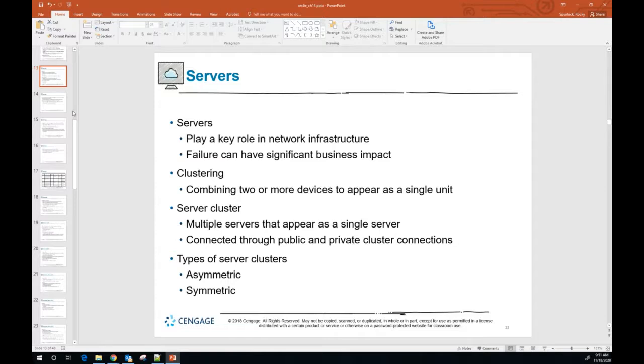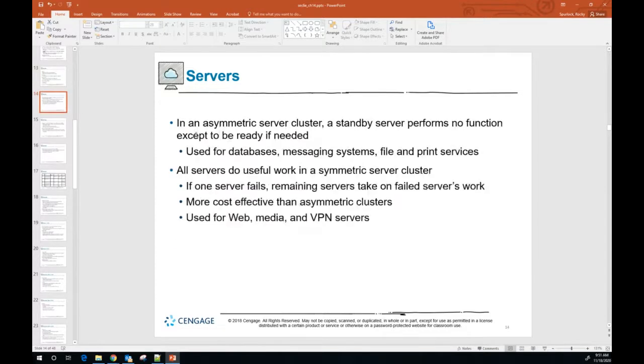2 types of server clusters are asymmetric and symmetric. When we have an asymmetric server cluster, the standby server performs no function except to be ready if it's needed. And this is going to be used for databases, messaging systems, file and print services. In a symmetric server cluster, all servers do useful work. So if one server fails, the remaining servers take over the failed server's work. And this is more cost efficient than asymmetric clusters. And this is what is being used for web, media, and VPN services.